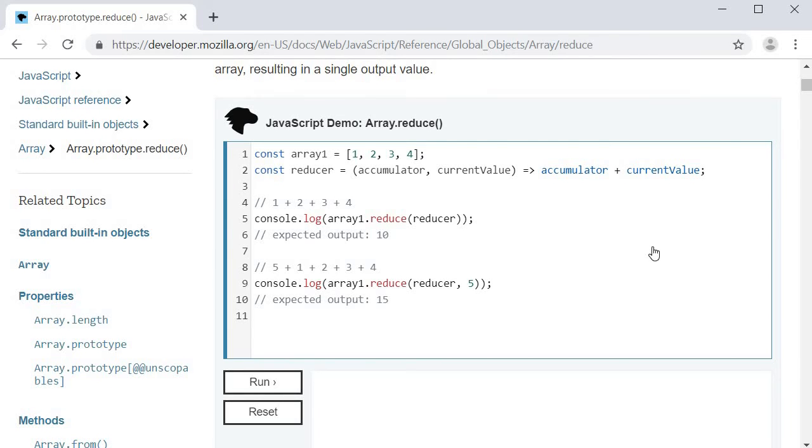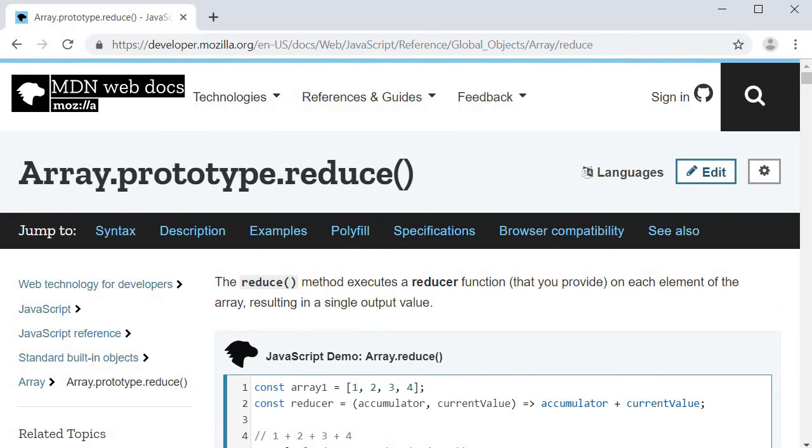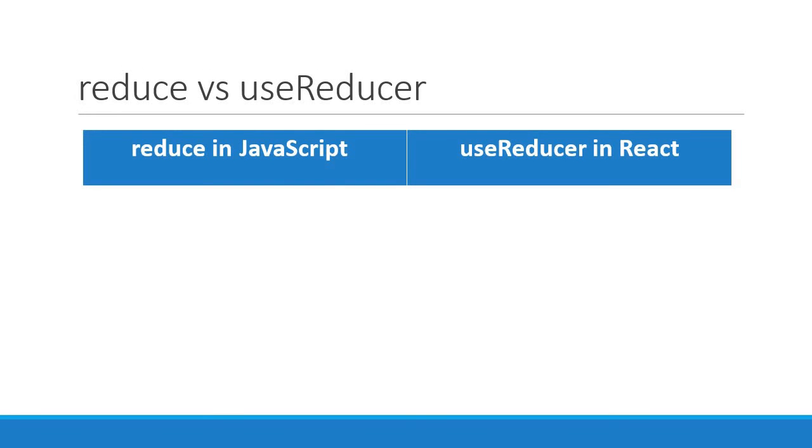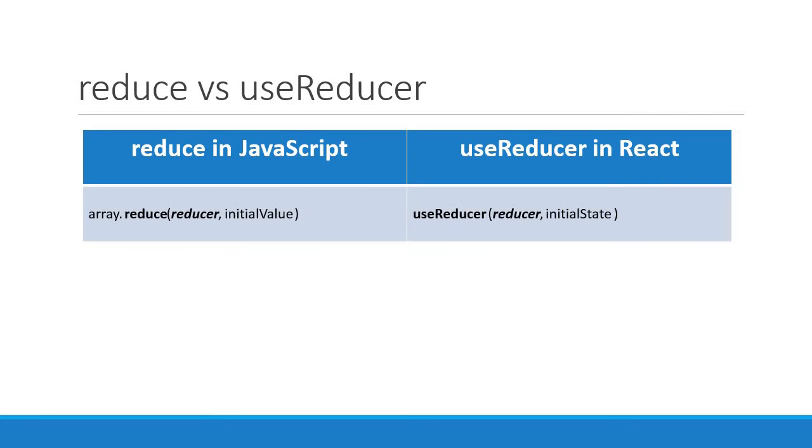Now, why did we learn about this? Well, it turns out there is a huge similarity between what we just learned and the useReducer hook. The difference, of course, is useReducer is more concerned with React. With the reduce method, we have two parameters, a reducer function and an initial value for the accumulator. Similarly, with useReducer, we again have two parameters. The first parameter again is a reducer function, but the second parameter is the initial state.